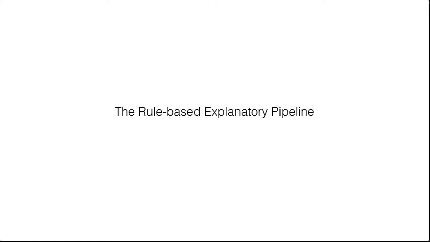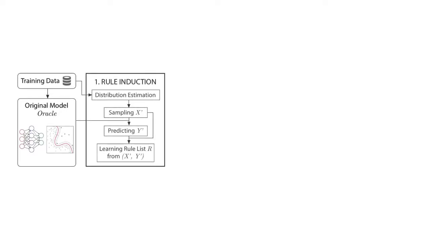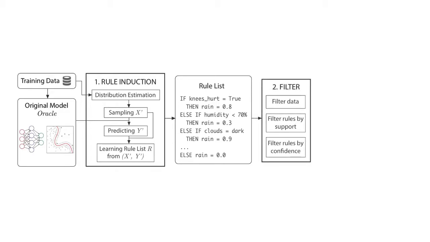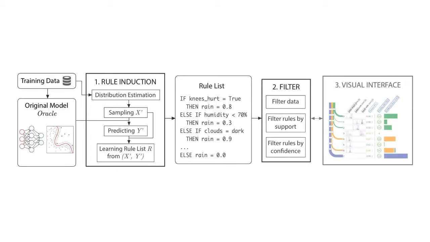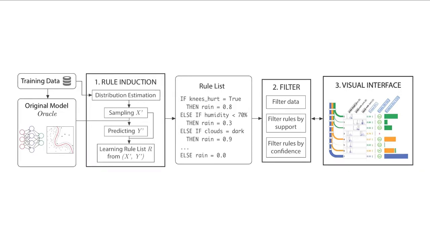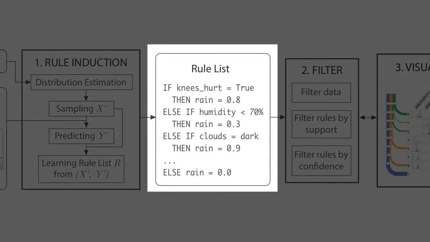So, how does it work? Here is the pipeline for building up the rule-based explanatory interface. For a given machine learning model, we first extract the rule list from the model using a rule induction algorithm. The rule list serves as a simplified representation of the model. Then we use visualization to assist the understanding, navigation, and comparisons of the rules in the list. When the list is too long, we use rule filters and data filters to reduce the number of rules to show.